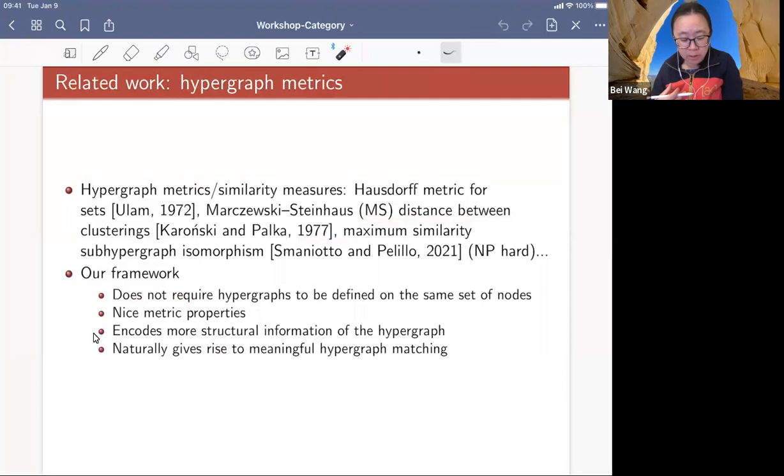So instead, our framework does not require the hypergraphs to be defined on the same set of nodes, so they don't have to be of the same size. It has nice metric properties, and I would argue it encodes more structured information through the probabilistic notion, and it also gives meaningful matching results between hypergraphs.